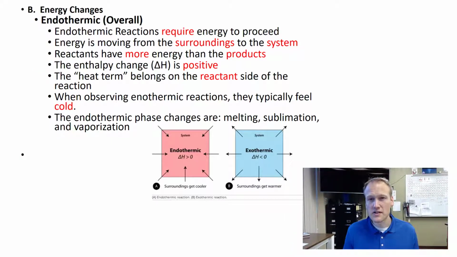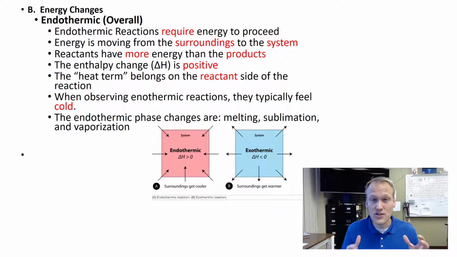Typically, when we think about energy changes, we think in terms of endothermic and exothermic. We know that endothermic reactions require energy. Energy is going to go into the system from the surroundings, and therefore the reactant side will have more energy than the products. The enthalpy change, or the delta H, will be positive because the system is gaining energy. Energy is going into the system.